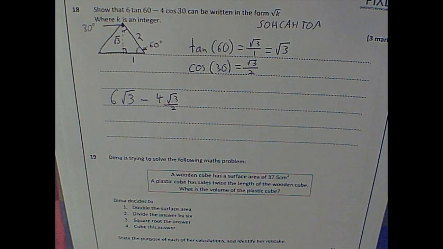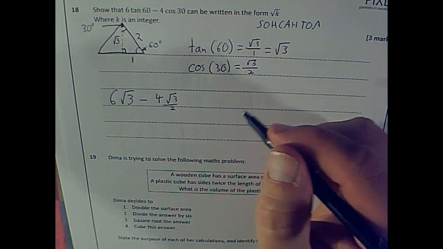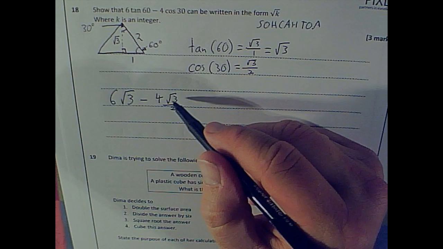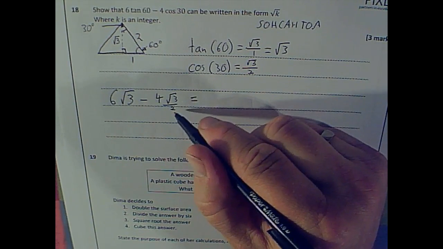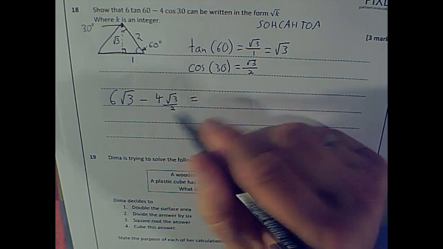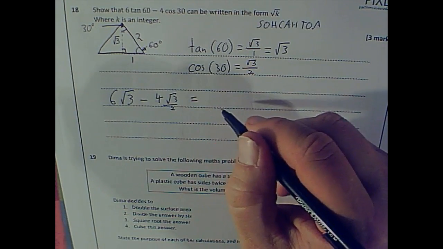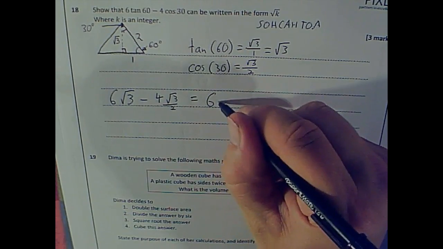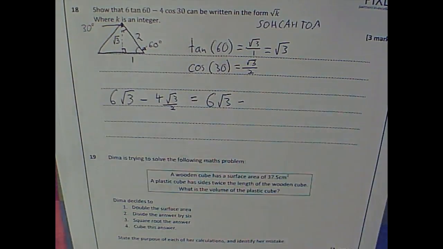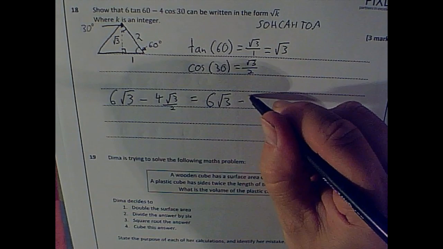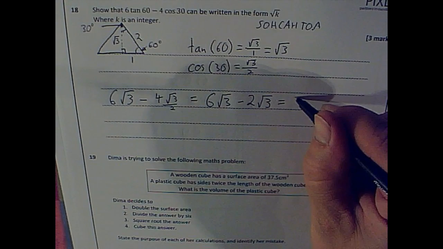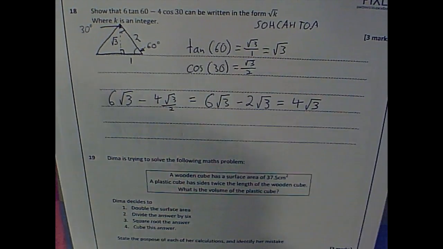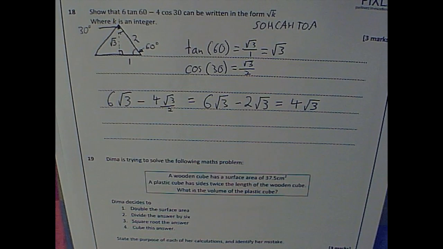Okay, and this is what we're talking about here. So 4 lots of root 3 over 2, isn't that just 2 lots of root 3? So that is equal to, if I do have 4 lots of root 3 and I divide it by 2, or 4 lots of root 3 over 2, it's the same thing. It gives me 2 lots of root 3. So I've got 6 lots of root 3, take away 2 lots of root 3, which equals 4 lots of root 3. And with that, I have got myself definitely 2 marks, which I've worked very hard for.